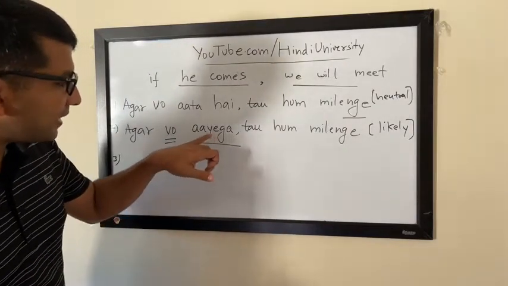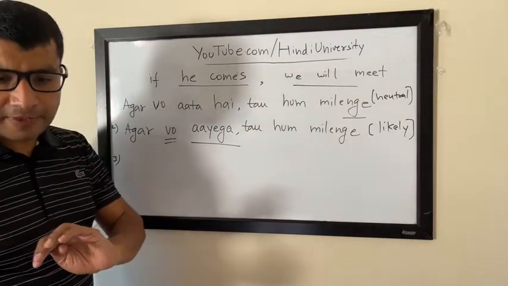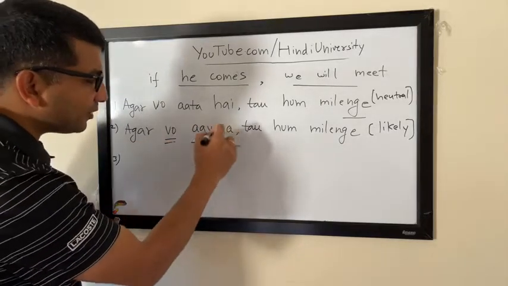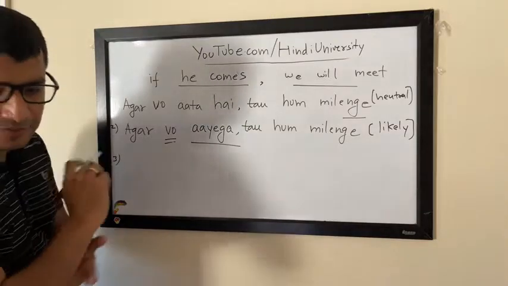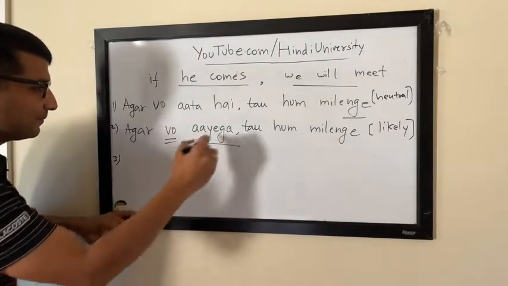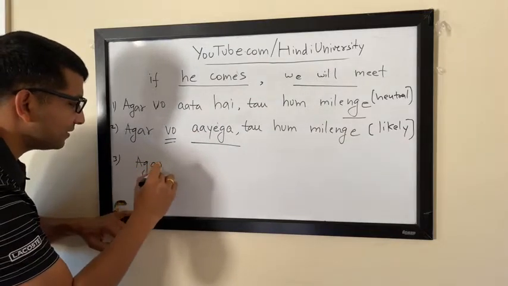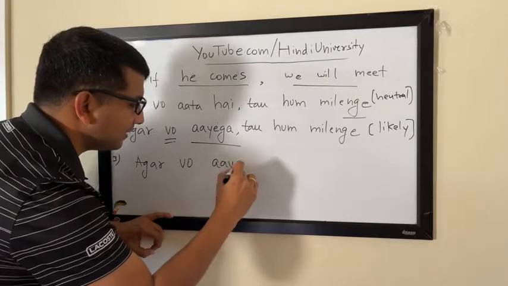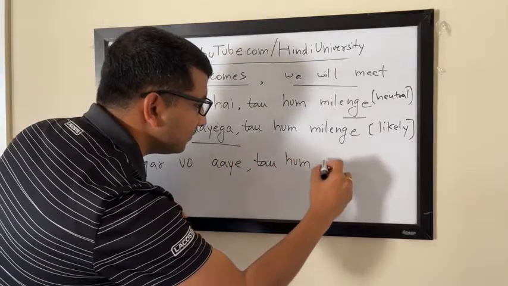Yeah. So let's say, you know how we have four forms of subjunctive, right? The easiest one is you will have aega and you try to remove this part, ga, and say the sentence basically. So it's agar wo aaye. Very good. Agar wo aaye, to hum milenge.